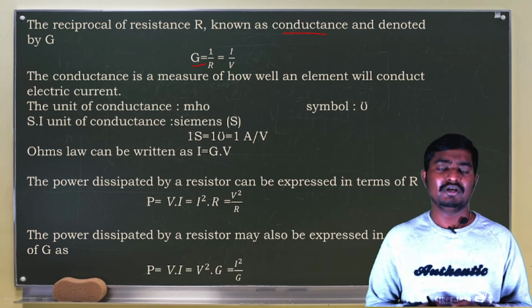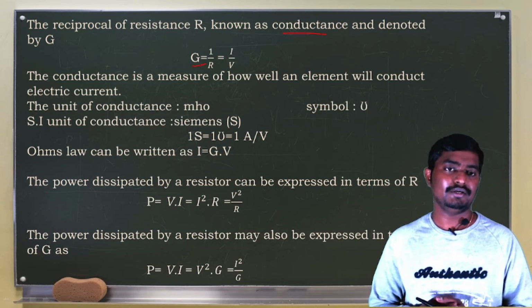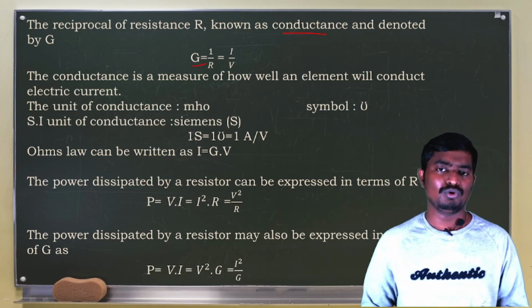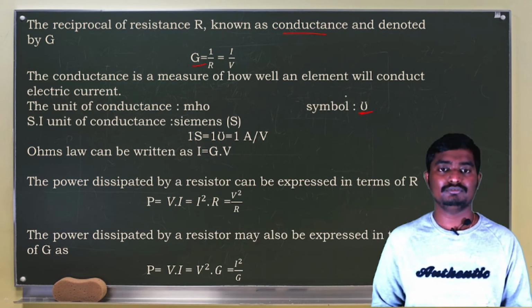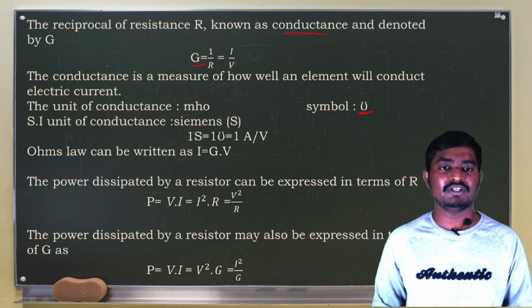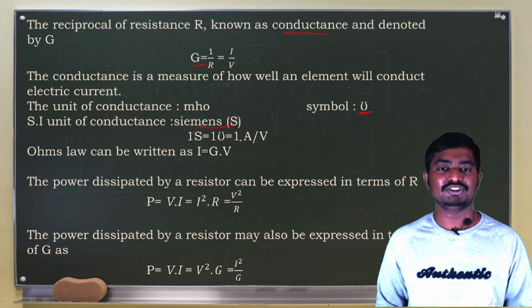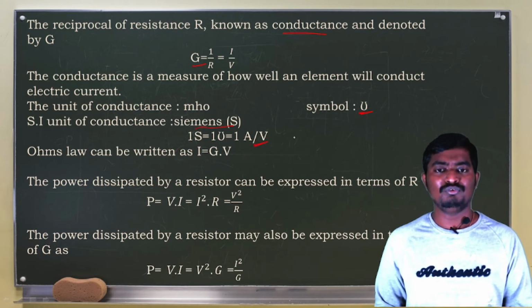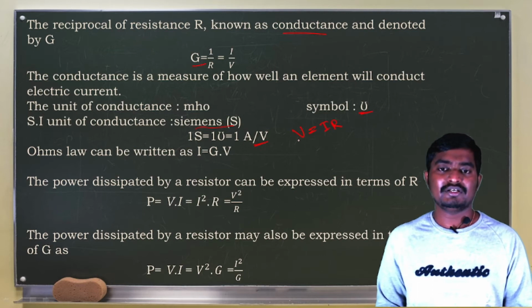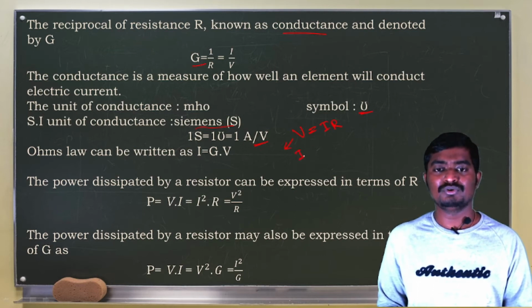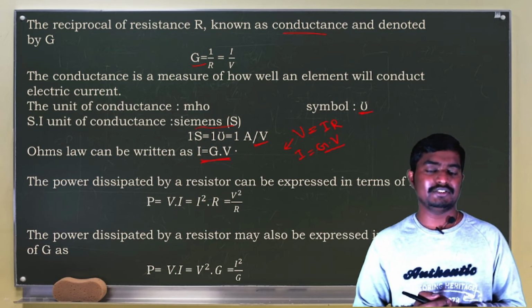Conductance is a measure of how well the element will conduct the current. Its unit is mho and its symbol is like this. It is an inverted ohm symbol. In the SI system, the unit for conductance is Siemens. 1 Siemens is equal to 1 mho and it is equal to 1 ampere per volt. We know Ohm's law V equal to I into R. In conductance form, we can write I equal to G into V. This is Ohm's law in conductance.